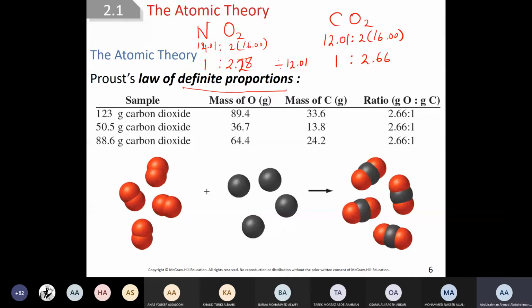Law of definite proportion. To us here, it was easy. At their time, it was very difficult. They discovered this by experiments.